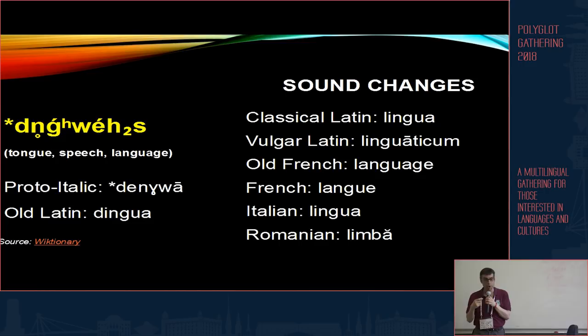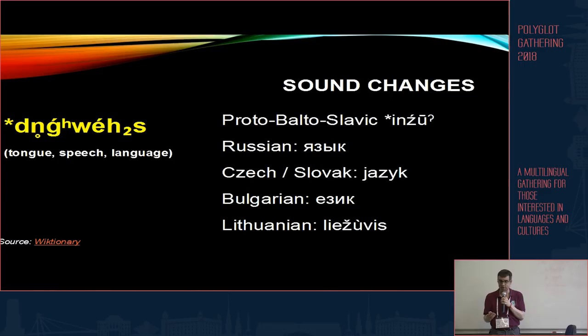which in Proto-Italic became something like dengua. Then in Old Latin it was dingua. But at some point, the d became an l, became lingua. And then you can see how it developed in other languages. The same root in the Slavic and Baltic languages became jazyk or jezik. So words can change in different ways. And we're not sure why exactly some words become one way and another way. It's influences of different languages and different people.